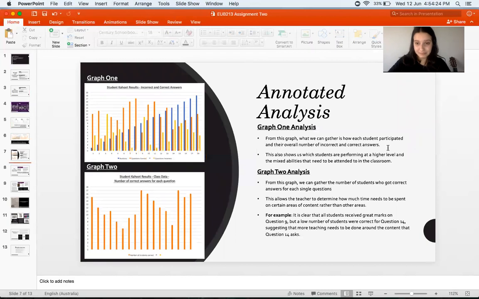For this, that's basically what we can see. So from graph 1, we can gather how each student participated and the overall number of incorrect answers. It shows that there's a mixed ability as well. For graph 2, this allows the teacher to determine how much time needs to be spent on certain areas of content rather than other areas. So I took that class data from graph 2 and incorporated it in a couple of other lessons, just so I knew that I didn't have to focus so much on images and more on videos and definitions of certain types of discrimination.